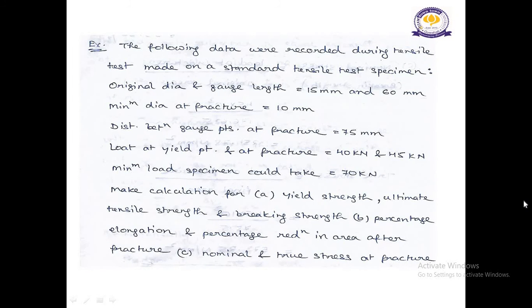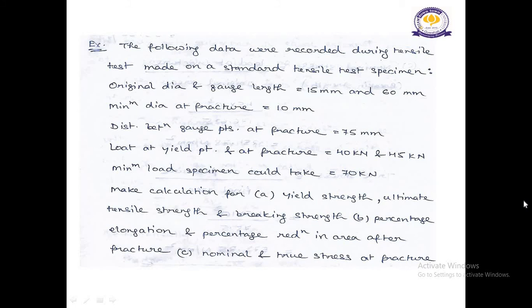So let's solve one problem regarding stress strain curve. Okay, so here is the question. The following data were recorded during a tensile test made on a standard tensile test specimen. Original dia and gauge length are given as 15 mm and 60 mm. Minimum dia at fracture is 10 mm. Distance between gauge points at fracture is 75 mm.